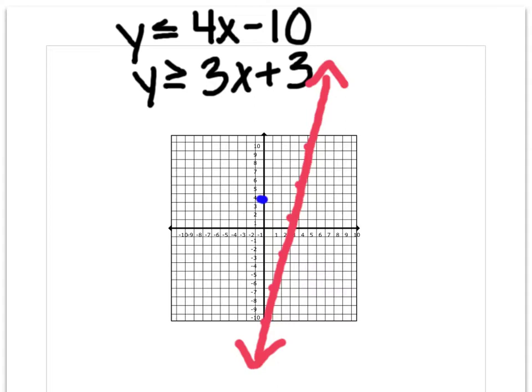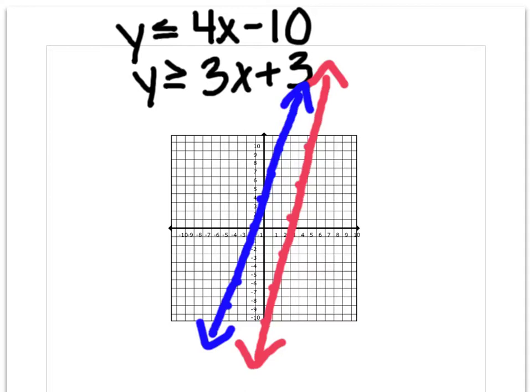And now if we do y is greater than or equal to 3x plus 3, start at 3 and go up 1, 2, 3, over 1. You could also go down 3 and left 1. Again, you'll have a line. That will eventually cross, but not on this plane.